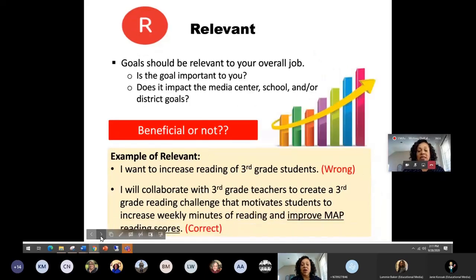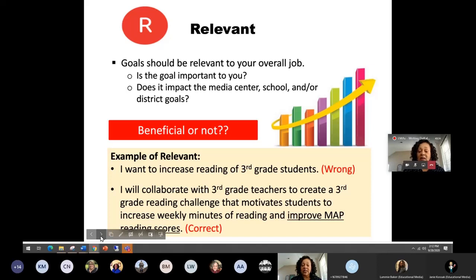The fourth letter is R for relevant. And with the DeKalb County Evaluation System performance goals, it has to be relevant to your job or to what you are doing when you're working for DeKalb County School District. So relevant means, is this goal important to you? Is this goal important to your teacher librarian? Or maybe is it something important to the library media program? How does it impact the students that you serve, or the teachers that you serve on a daily basis?